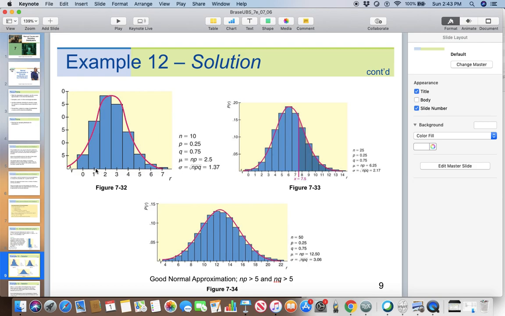When n is 10, this is your probability distribution. You can see it's getting approximated by a curve. When n is 25, with the same p and the same q, the curve is better approximating it. And lastly, when n is 50, you see a much better approximation of the picture with the curve.